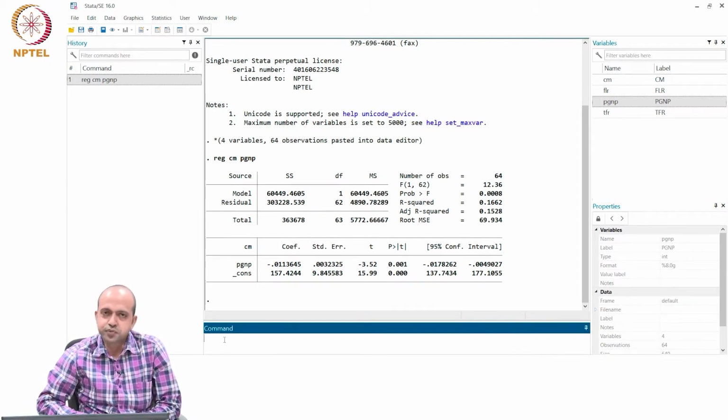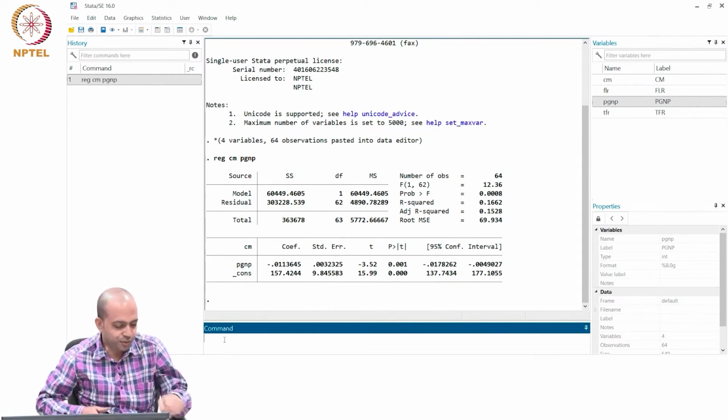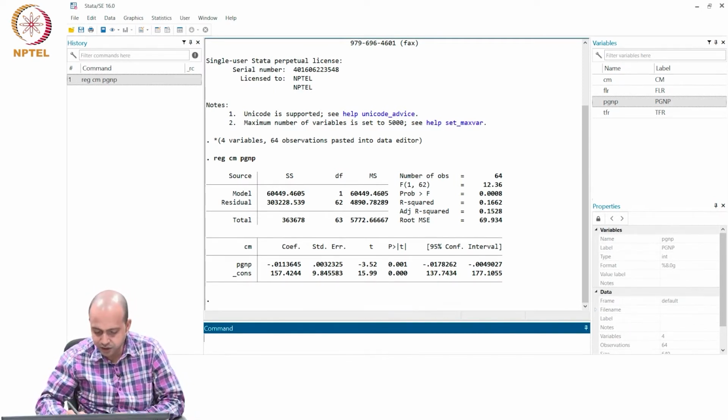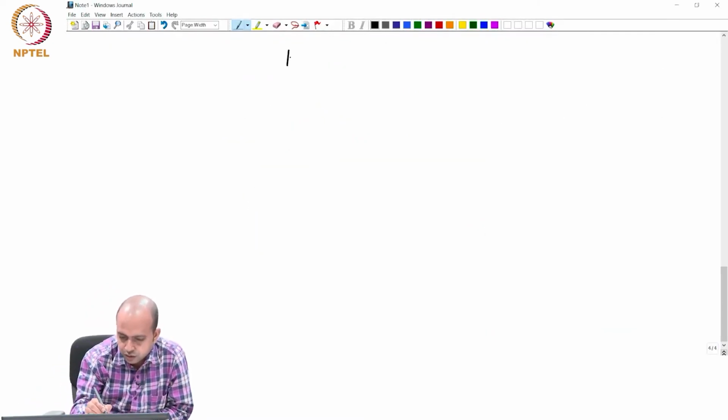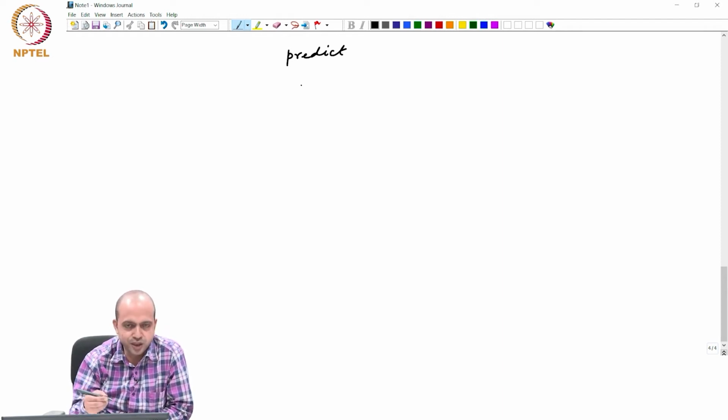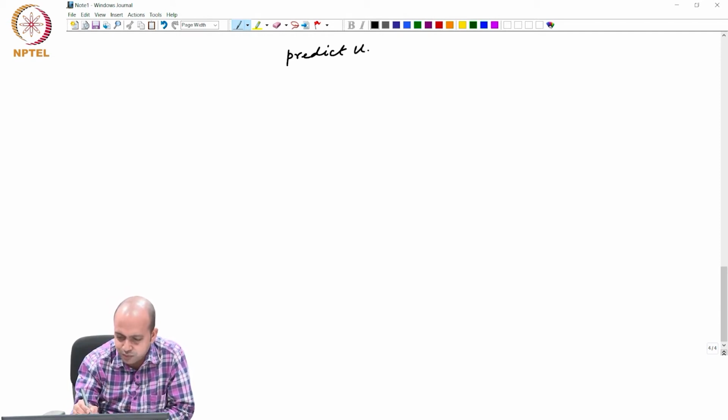We need to give a specific command, and the command is very simple. I am writing the command also. The command is predict, and then you have to give some name. Predict command is always used for predicting something. That means when I am writing U1 hat, U2 hat, Y hat, the hat means the predicted value. That is why the predict command. Some name you are giving.